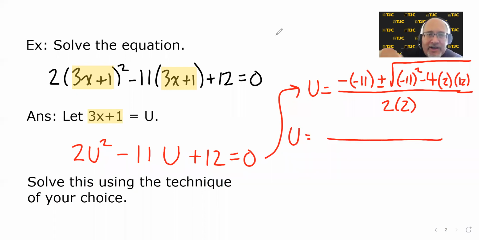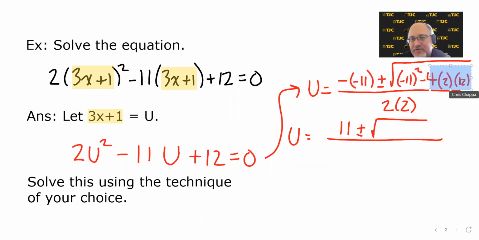Going one part at a time, the negative 11 will simply become a positive 11. So we got positive 11 plus or minus the square root of. Now let's focus on the part under the square root. There we go, the part under the square root. If you want to do that in your head or in a calculator, that's fine. Do it however you want to do it.